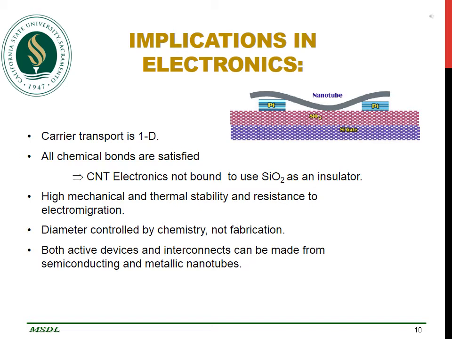High mechanical and thermal stability and resistance to electron migration is observed. Current densities up to 10 to the power 9 amperes per centimeter square can be sustained. Diameter is controlled by chemistry and not by fabrication. Both active devices and interconnects can be made from semiconducting and metallic nanotubes.